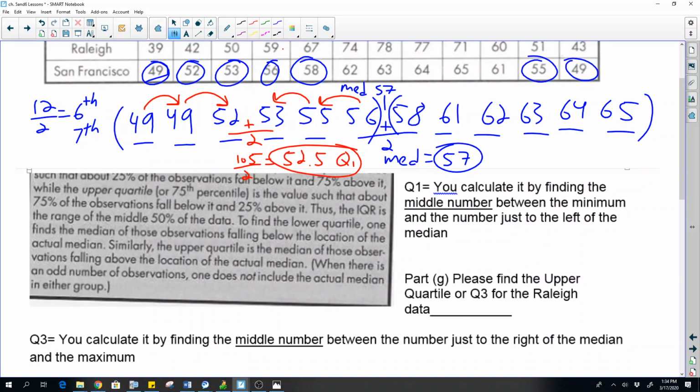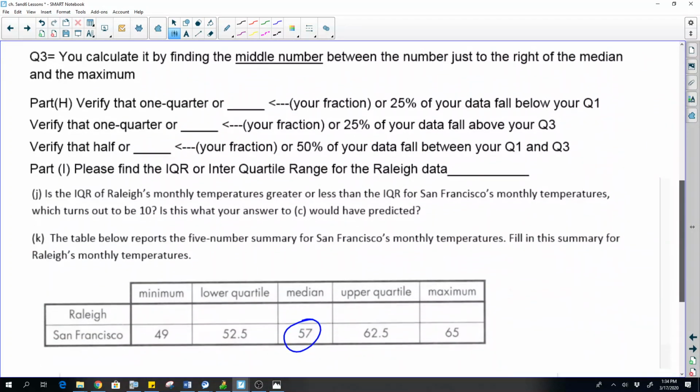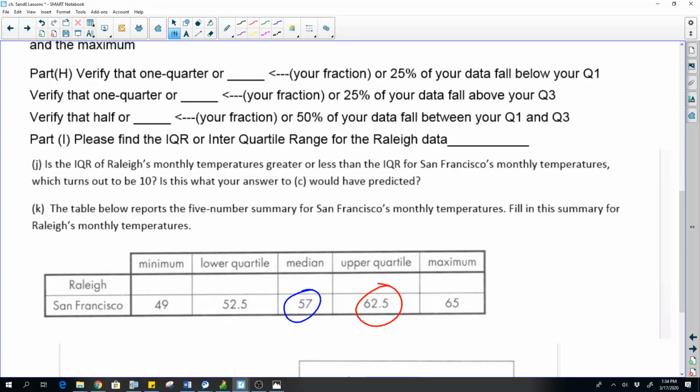And then we do the same over here. Just in between there is 62.5, averaged together and divided by 2. That's going to be Q3, your upper median. Lower median, upper median. Cool. So that's how they came up with the 5-number summary for San Francisco, as well as the minimum and maximum. Now you need to find Raleigh's data using the data up there or from the backside.